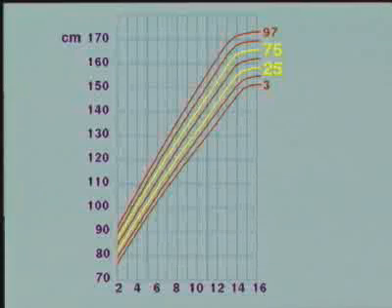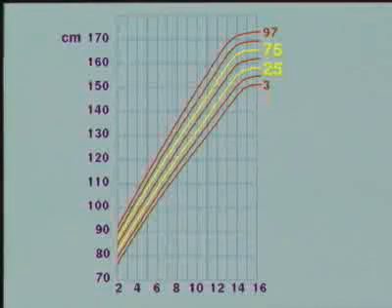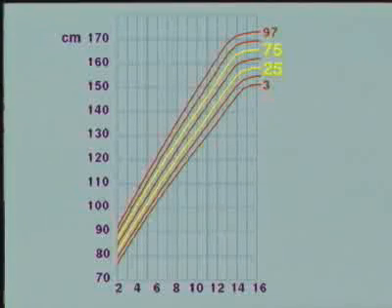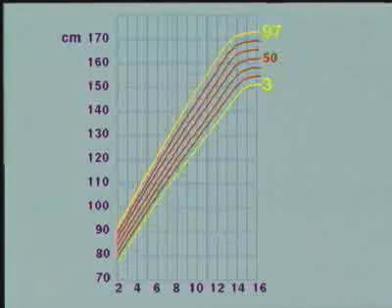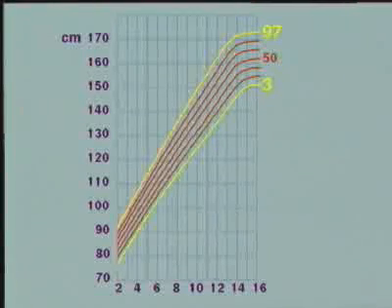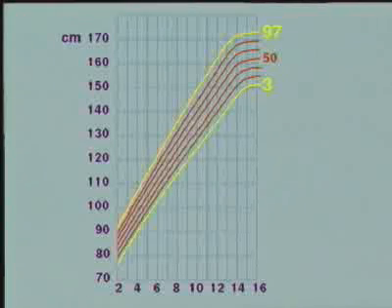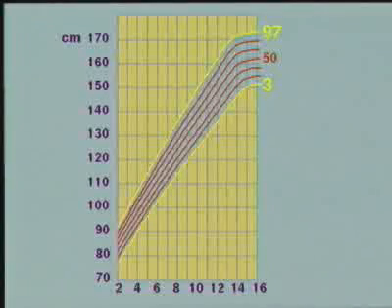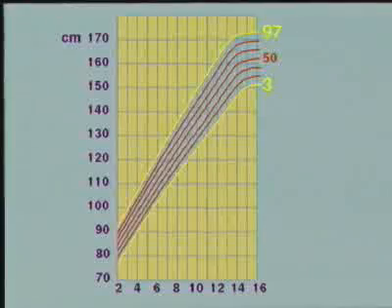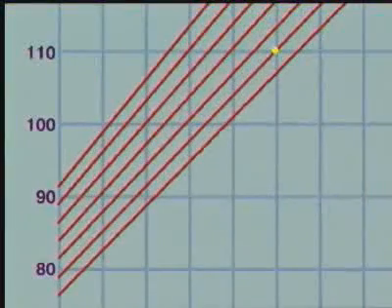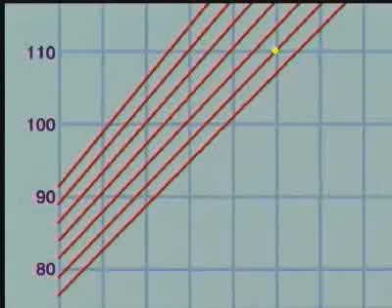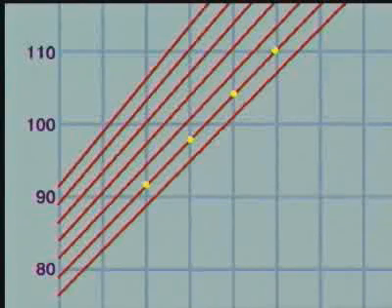The 25th and the 75th percentile correspond more or less to the first standard deviations. The second standard deviations roughly correspond to the 3rd and the 97th percentile. By definition, we consider all figures outside 2 standard deviations to be abnormal. When measuring length and weight, the evolution is more important than a single figure.